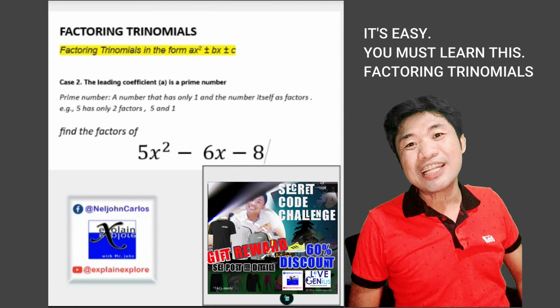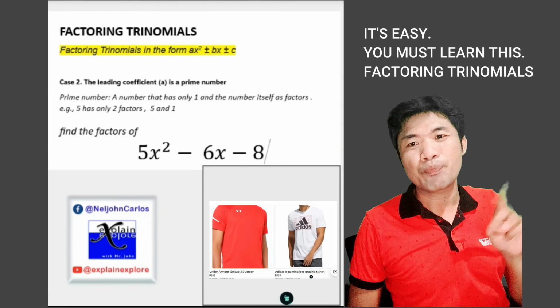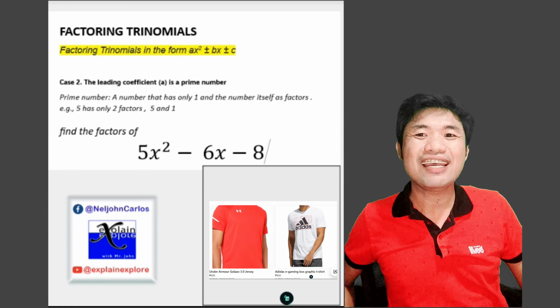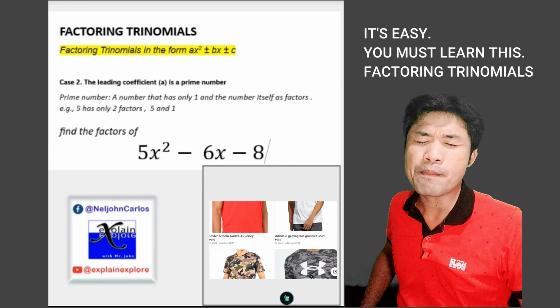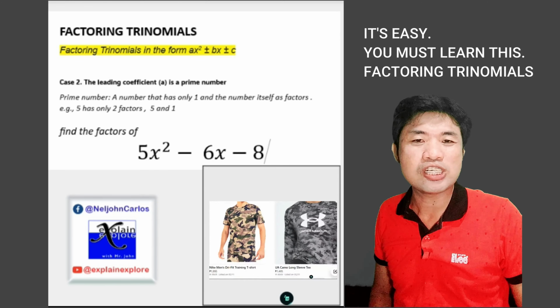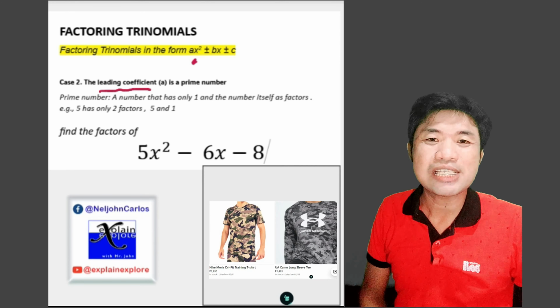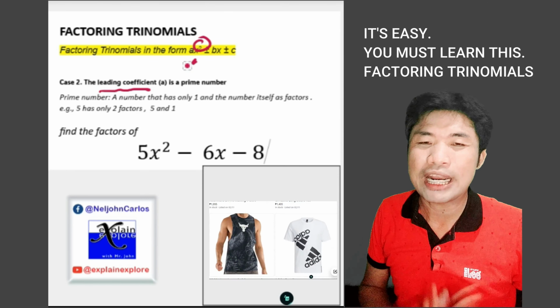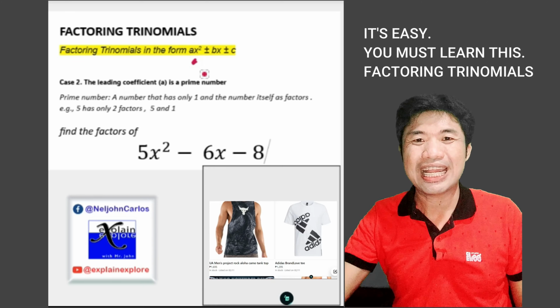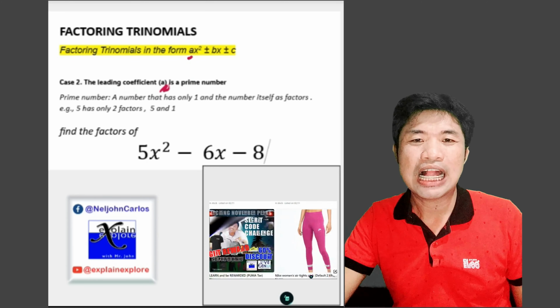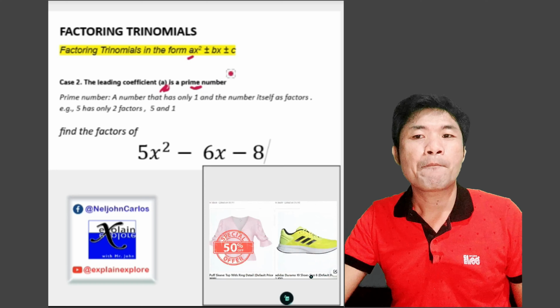Hi guys, factoring trinomials. Case 2, when the leading coefficient A is a prime number. Ano yung prime number? Yun po yung factors niya, yung pares po niya is 1 and the number itself, wala na pong iba. So 2 factors lang po yun. 1 and the number itself.